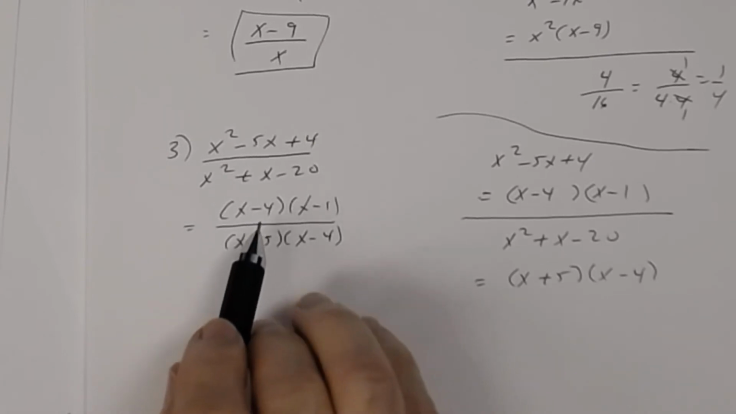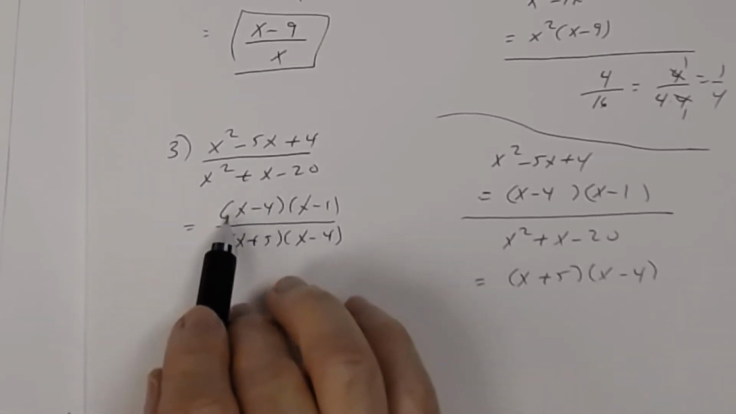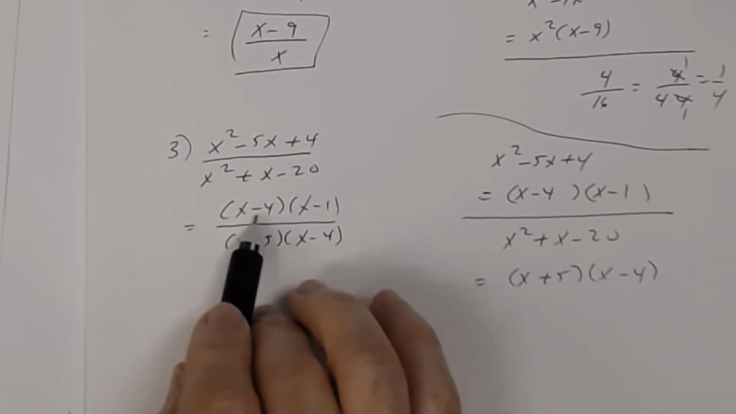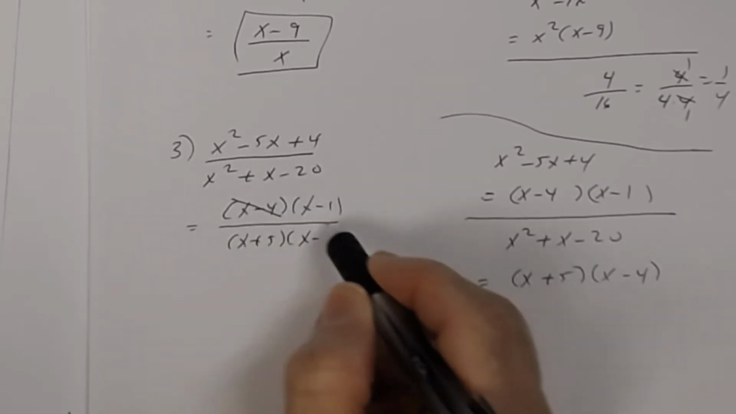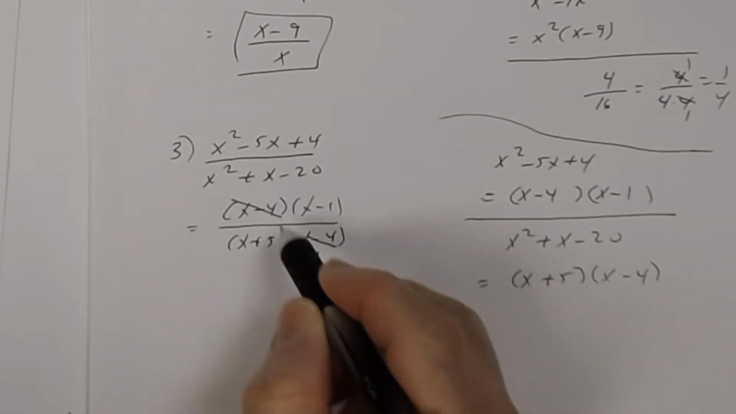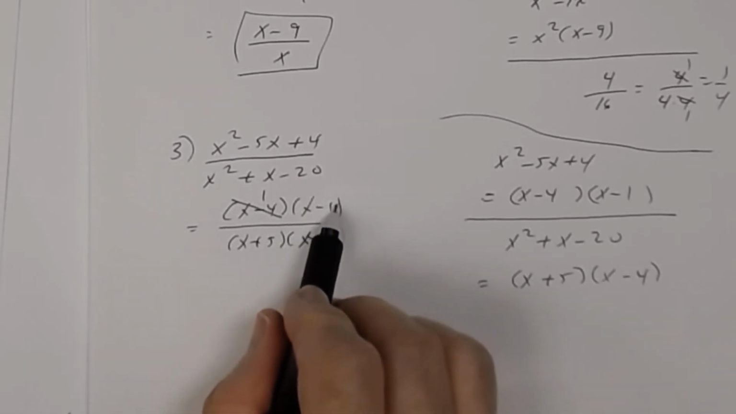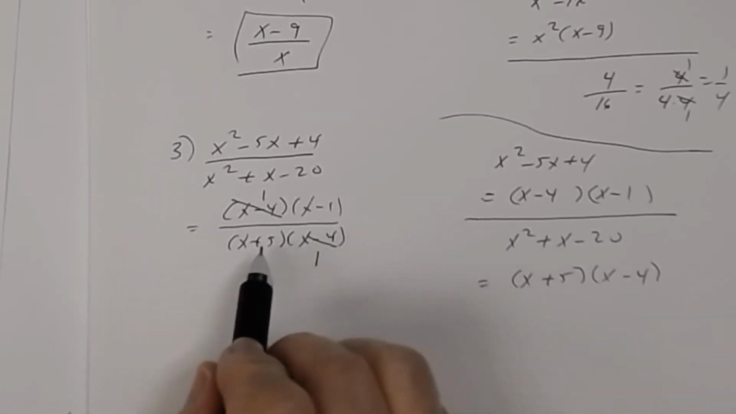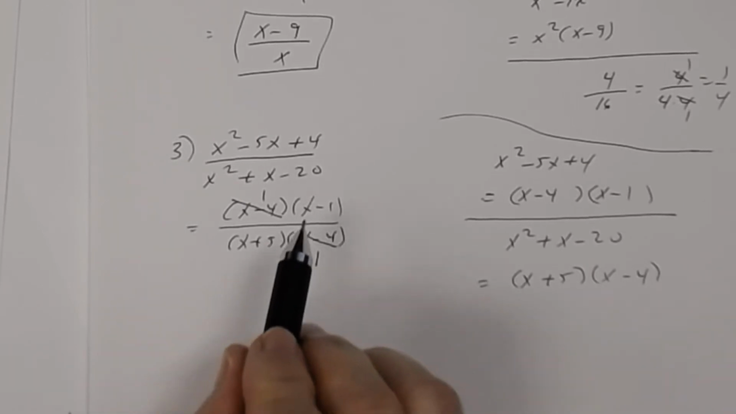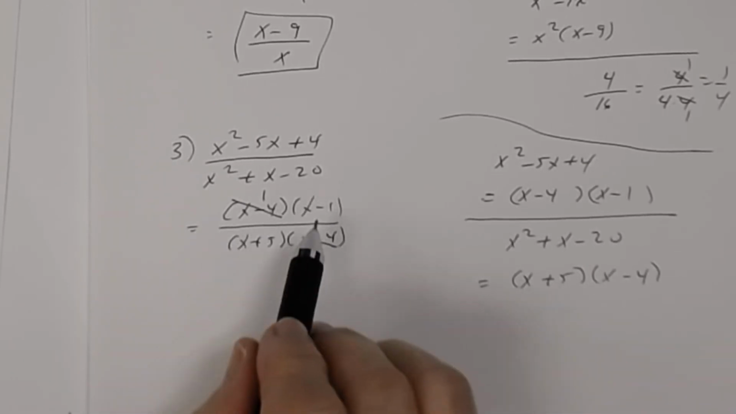Now that I've factored, the next step is to reduce. Notice my first factor is an x minus 4. I see one down there, so I can reduce those. Don't just cross them out. Put factors of 1 in their place. The next factor is x minus 1. There is no factor of x minus 1 in the denominator. So if you look at this, there's nothing else to reduce.